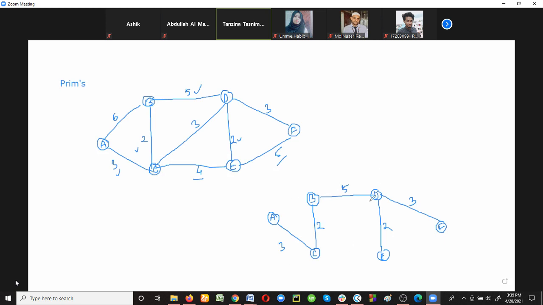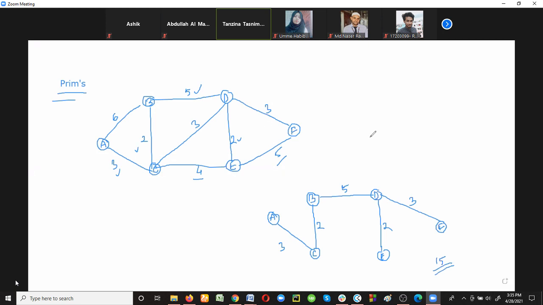So is it a minimum spanning tree? Now add all the weights. 3 plus 2 is 5, 5 plus 5 is 10, 10 plus 2 is 12, 12 plus 3 is 15. So this is the minimum spanning tree. And how did we get this minimum spanning tree? By applying Prim's algorithm.